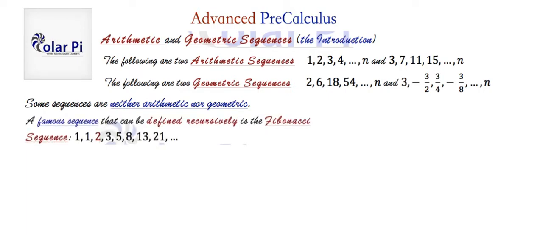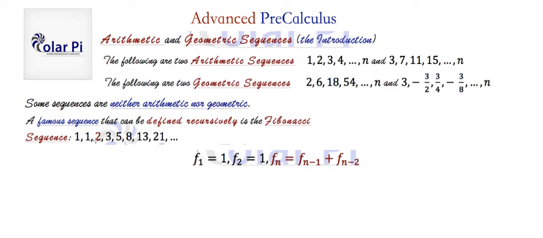A very famous sequence that is neither arithmetic nor geometric is the Fibonacci sequence. And I actually have a video for third grade students on the Fibonacci sequence, but here it is. And the Fibonacci sequence is defined recursively. And what that means is that the nth term is defined in terms of the previous terms. So in the Fibonacci sequence, the nth term is equal to the n minus first term plus the n minus second term. In other words, the nth term is equal to the sum of the previous two terms.